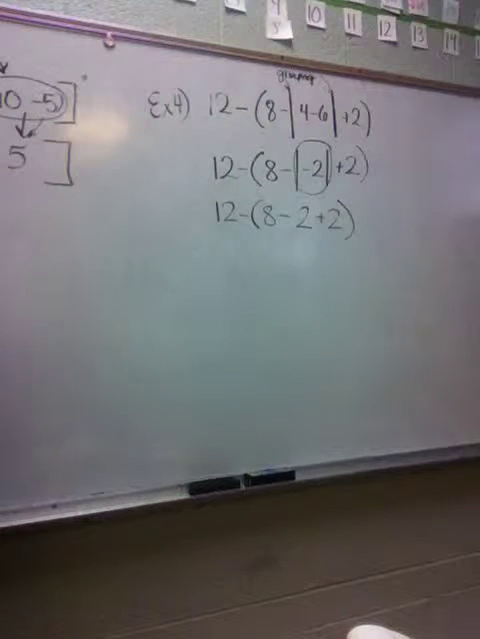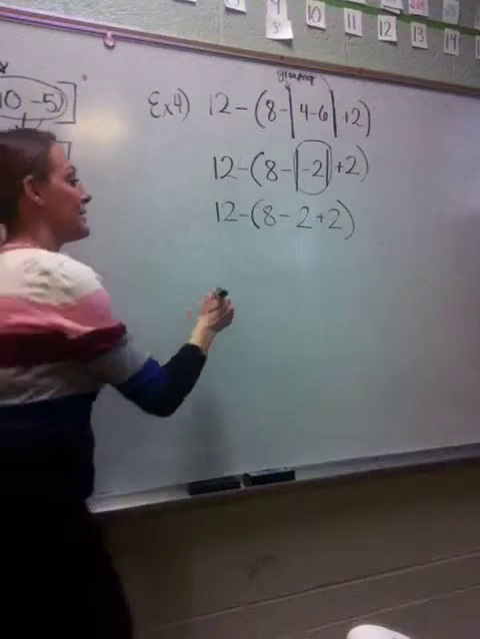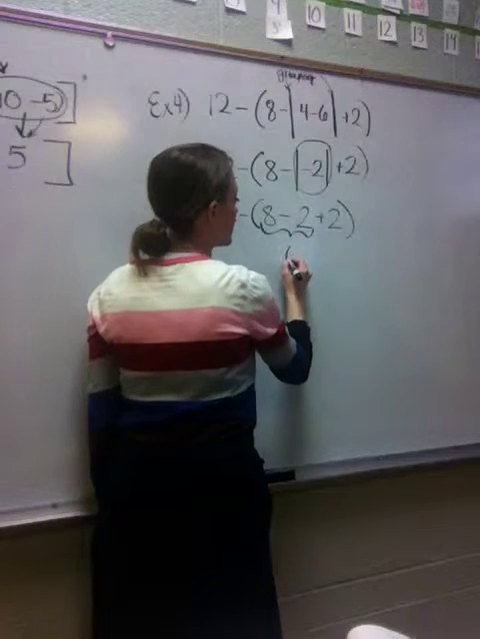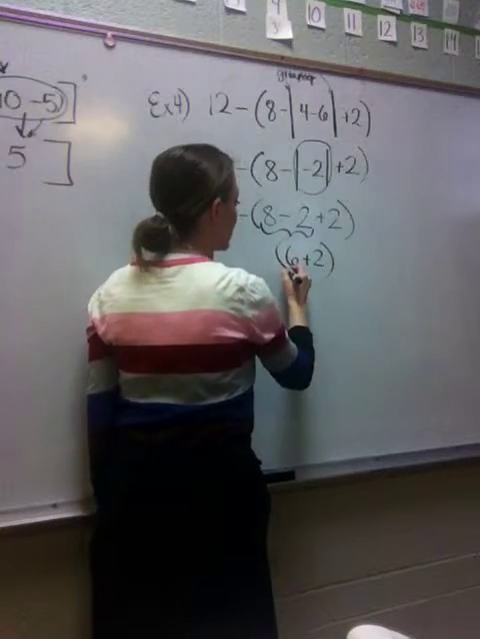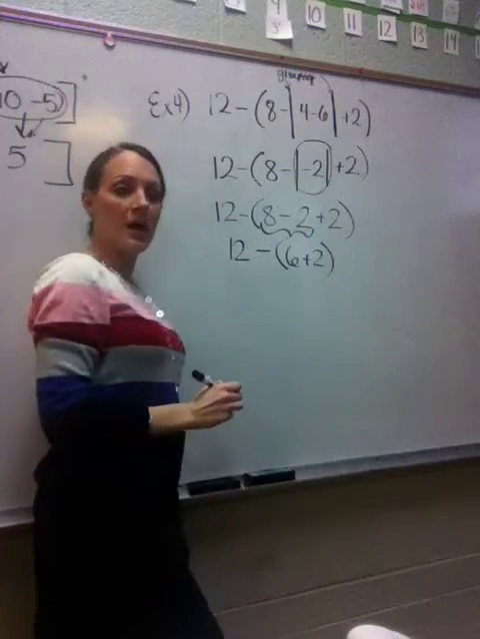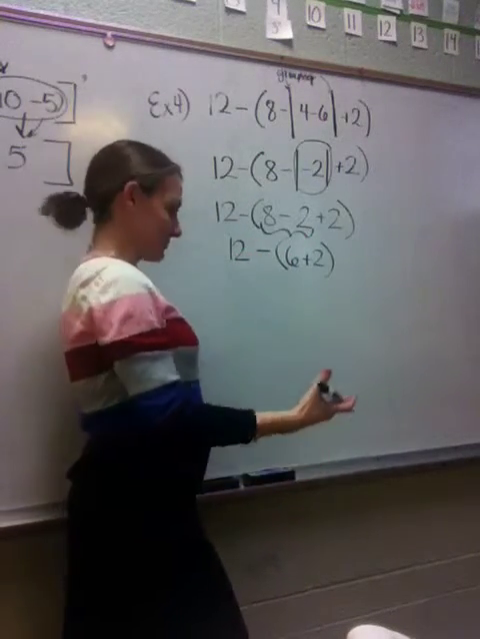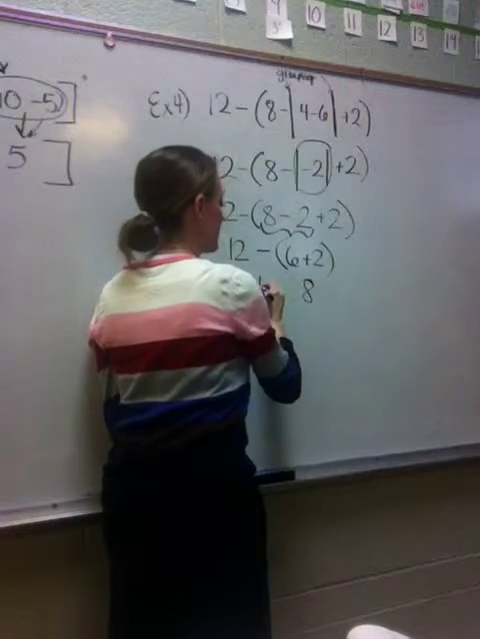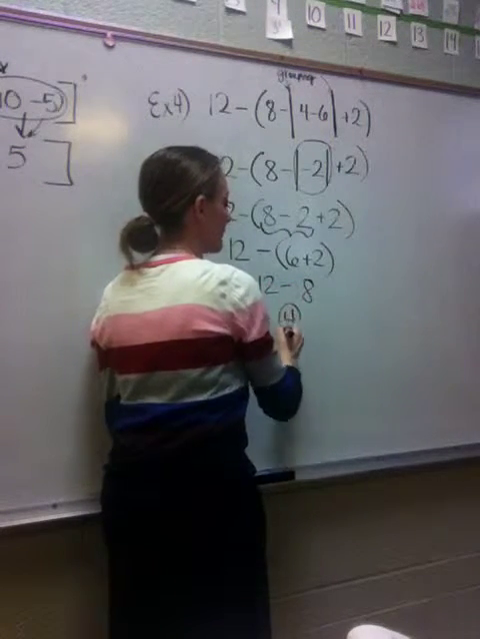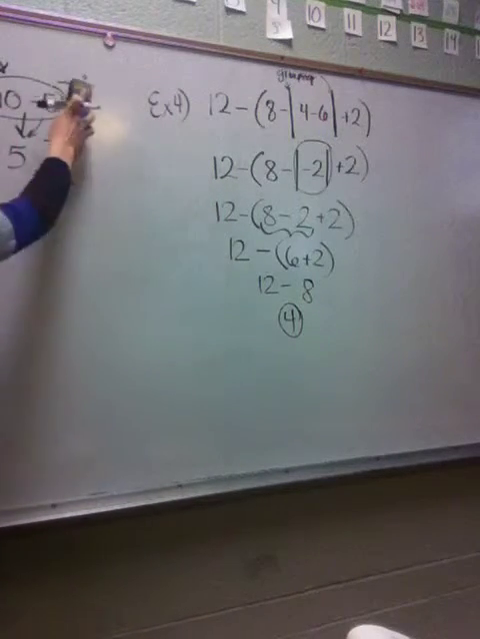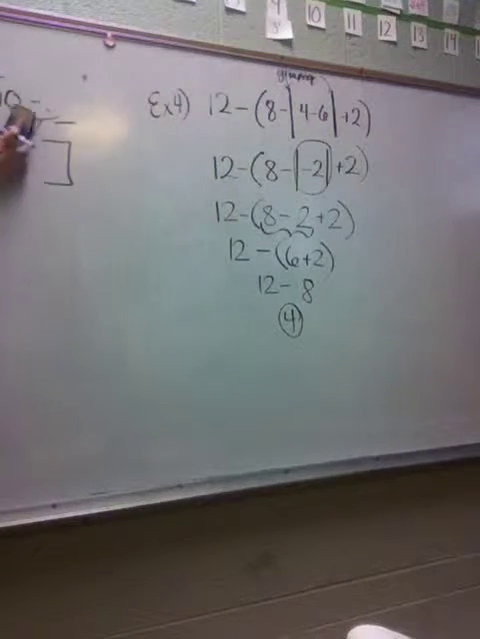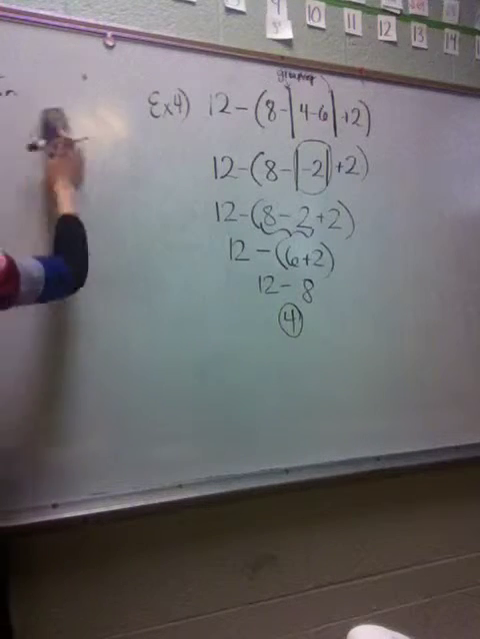I'm doing addition and subtraction, and I go left to right. So I could do subtraction before addition because they're on the same level. What do you think? Yeah, 8 minus 2. So I do this operation right here. So I get 6 plus 2. I'm still inside the parentheses. 6 plus 2 is 8. 12 minus 8, so I've got 4. Are we okay there? I'm not trying to go super slow. This is just a really important topic.